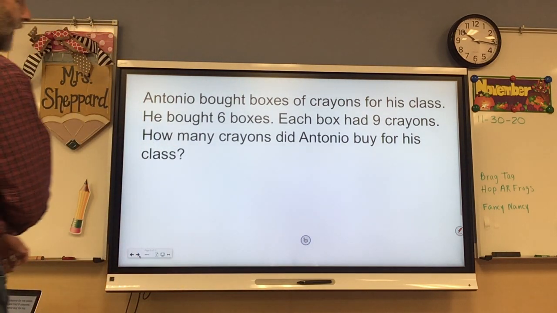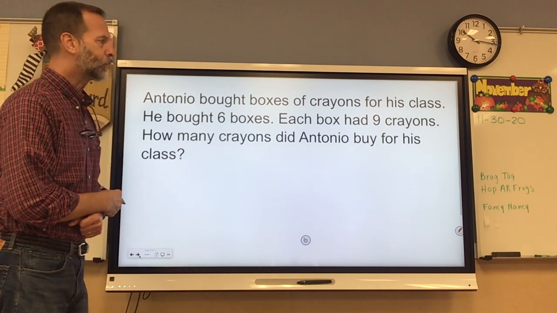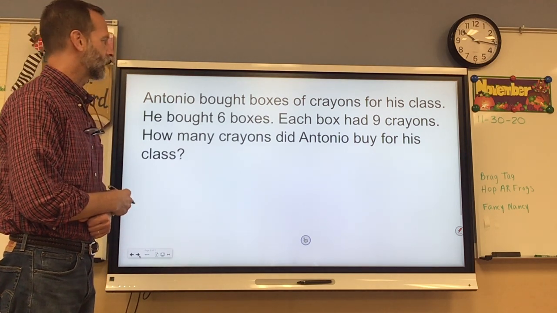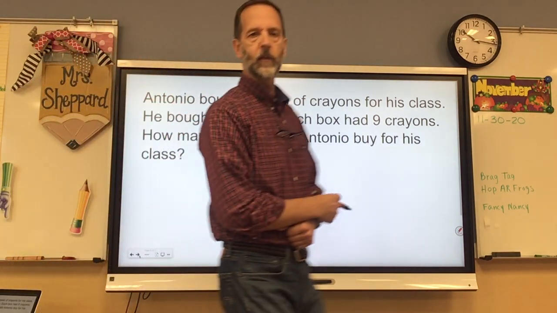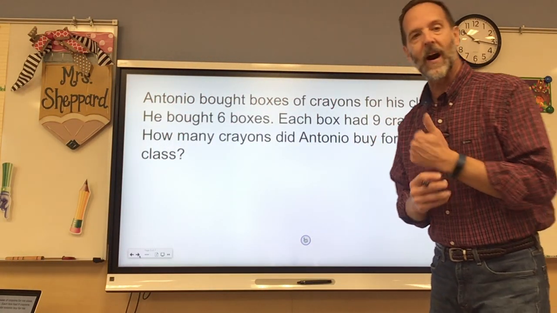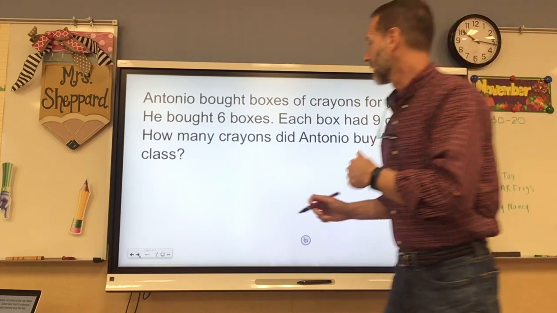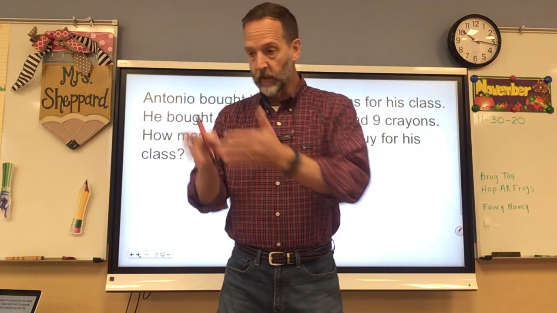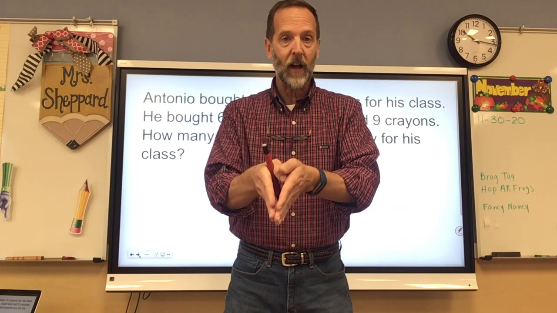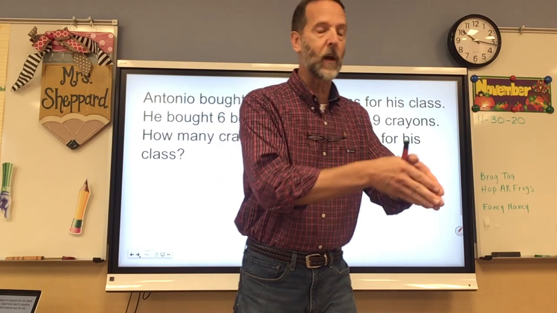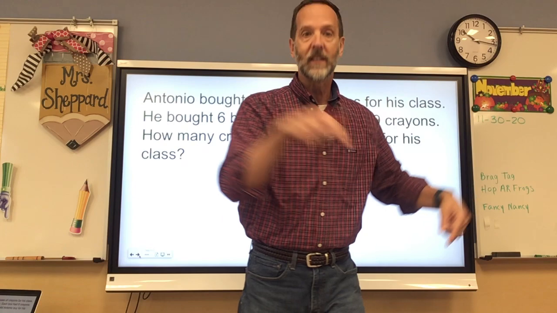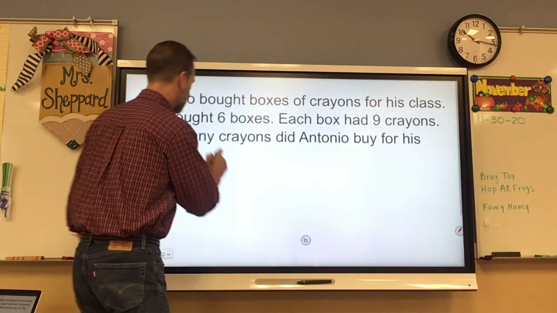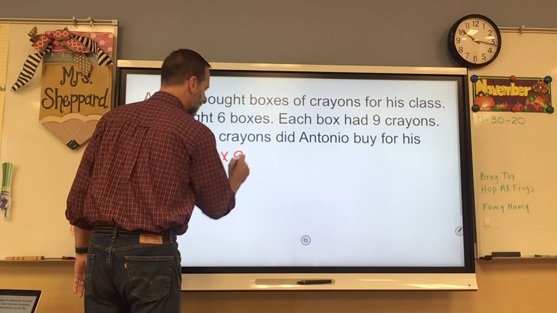Antonio bought boxes of crayons for his class. He bought 6 boxes. Each box had 9 crayons. How many crayons did Antonio buy for his class? Good old Antonio buying crayons for his class. He bought how many boxes? He bought 6. Okay? What's inside each box? 9. So in each box, there's 9. There's 9 6 times. Ah, it's multiplication. We're going to do 6 times 9.